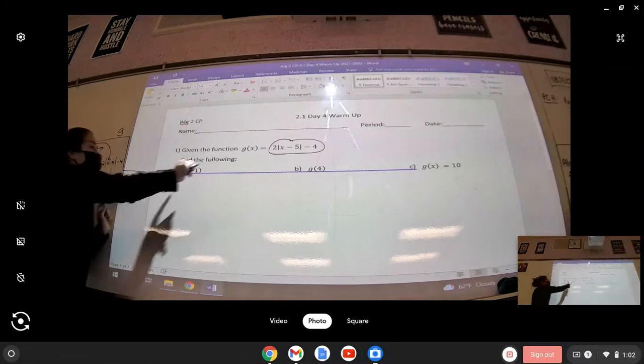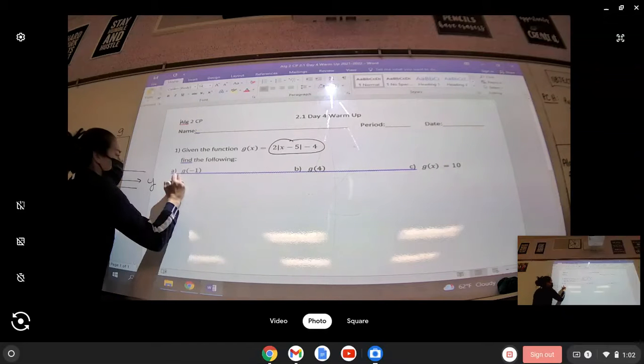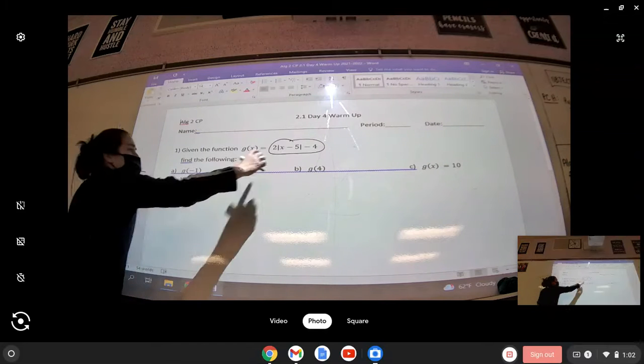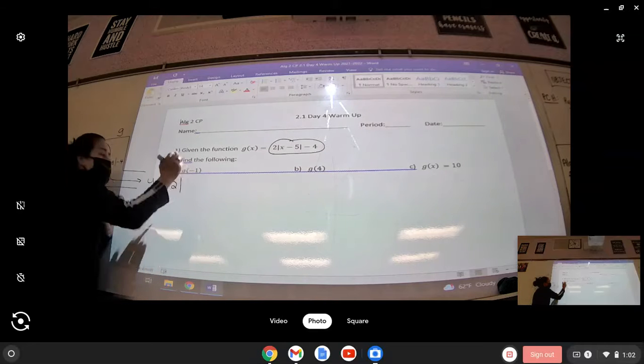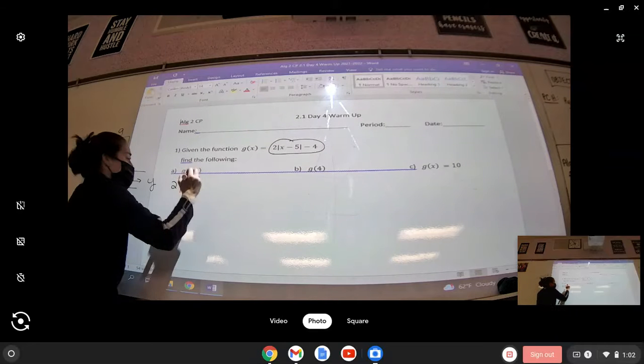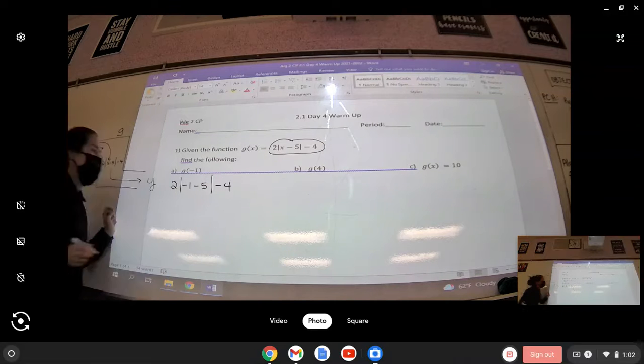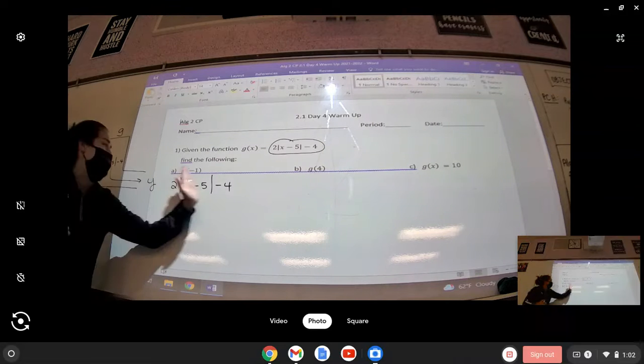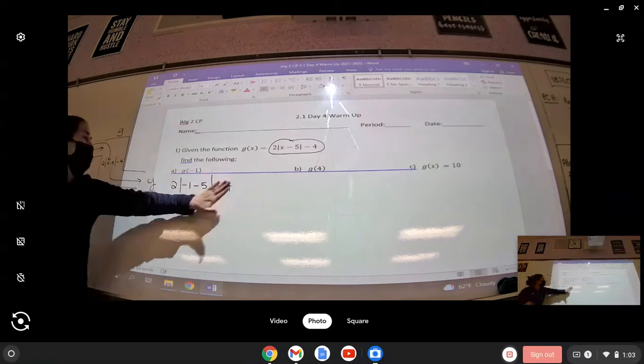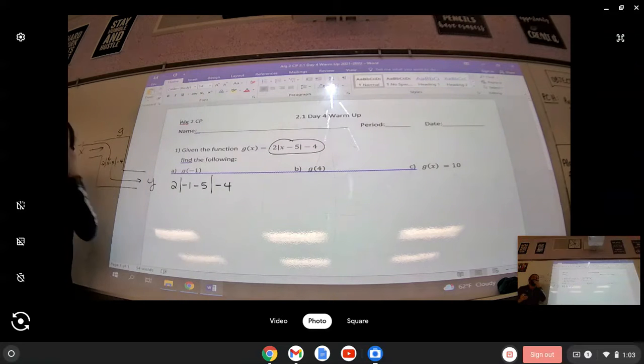So let's rewrite our rule. It starts with a 2, times the absolute value of, not x, they told you who to plug in for x, so -1, beautiful. Subtract 5, close the bars, and then -4. Now you are just left, guys, with a mathematical expression. This has no variables. This has no equal sign. Just simplify it. Use your order of operations to get this down to a number.